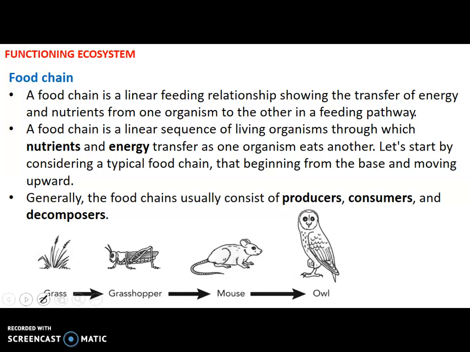Firstly from the producer, which is the grass, to the grasshopper. The grasshopper will eat up the grass to get its own energy. The grasshopper will be eaten by the mouse, which is the secondary consumer, and the mouse will be eaten by the owl, which is a tertiary consumer. Now, generally, the food chain always starts with a producer, and then you see consumers, and if possible, you see decomposers. So, remember that a food chain is linear in nature. Note that always.